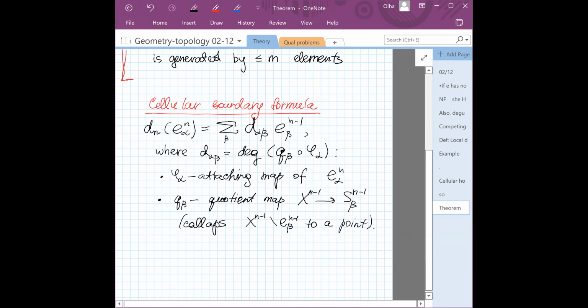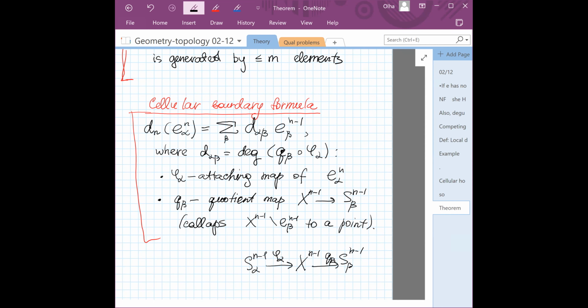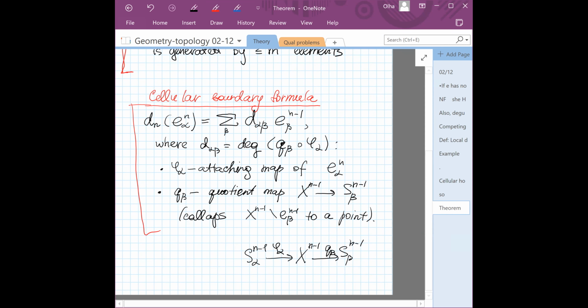So this construction is a little bit difficult, I think, but basically we have a combination. So this one, and then we stick x and minus 1 in the middle. This is going to be the attaching map. This is going to be the quotient map. So sometimes we're going to need that just to figure out what the ends are.